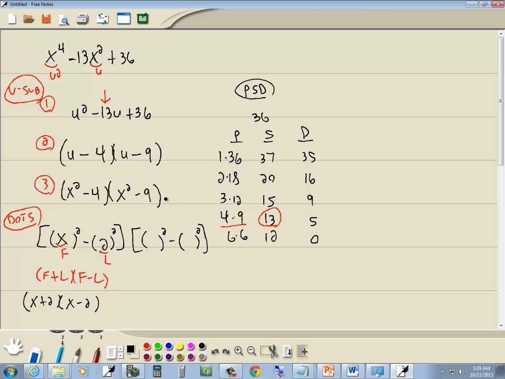Now for our second one, the x squared minus 9. x times x gives us x squared. 3 times 3 gives us 9. Again, I'll label what's inside the first set of parentheses F for first, and what's inside the last set of parentheses L for last. It's the same formula, F plus L, F minus L, which is going to give us x plus 3 and x minus 3. And that would be your answer.